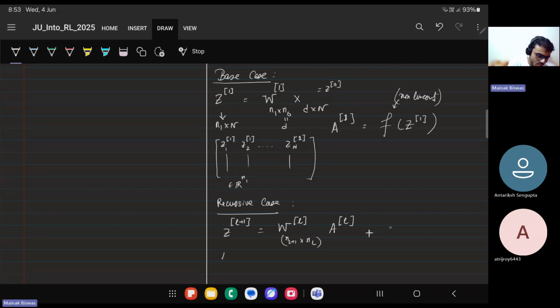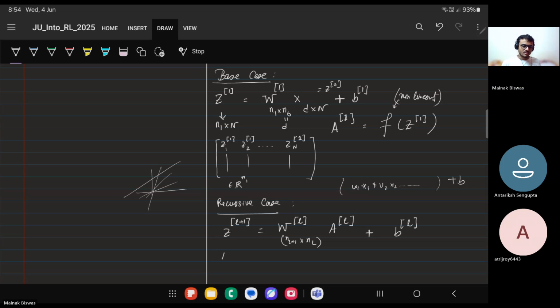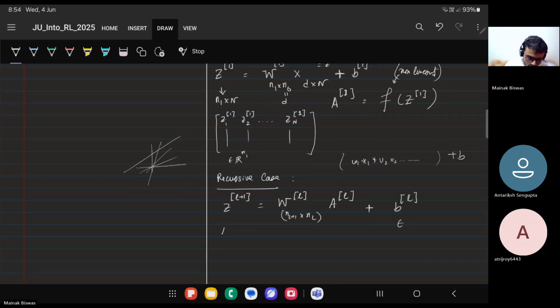Plus there will be a bias term. Of course, we cannot just multiply W1 x1, W2 x2, dot, dot, dot. Why? What is the problem with this? Offsets from the origin will not be taken into account. Only lines through the origin will be modeled. So B is the offset. What is the dimensionality of B? This will be N_{L+1} cross 1.